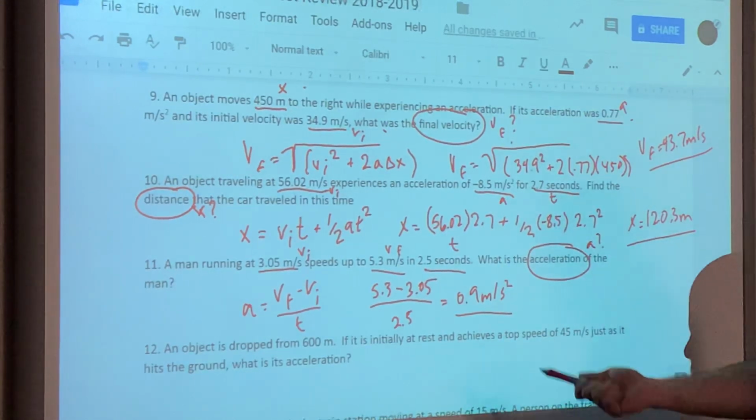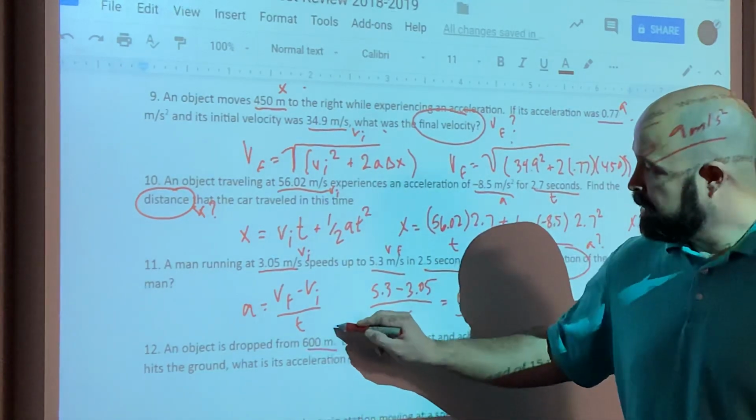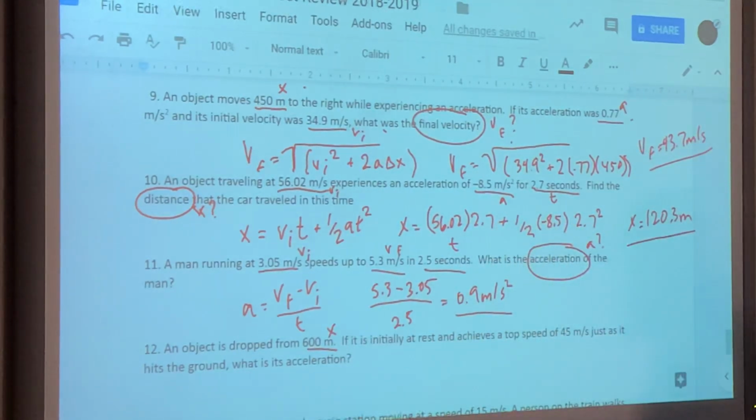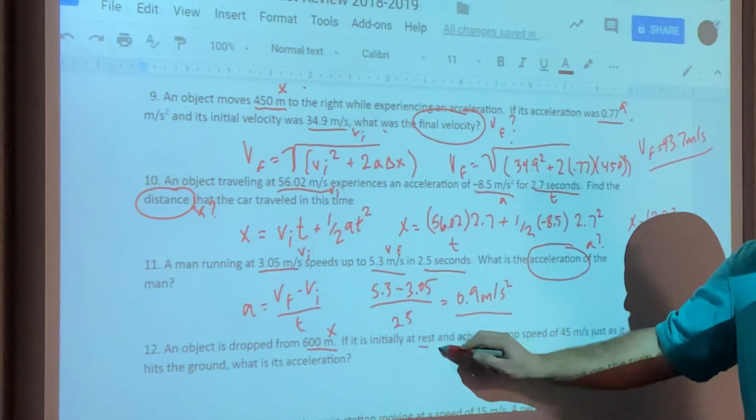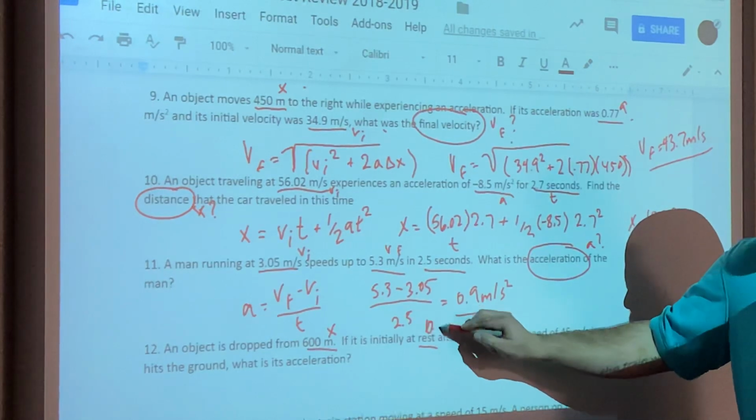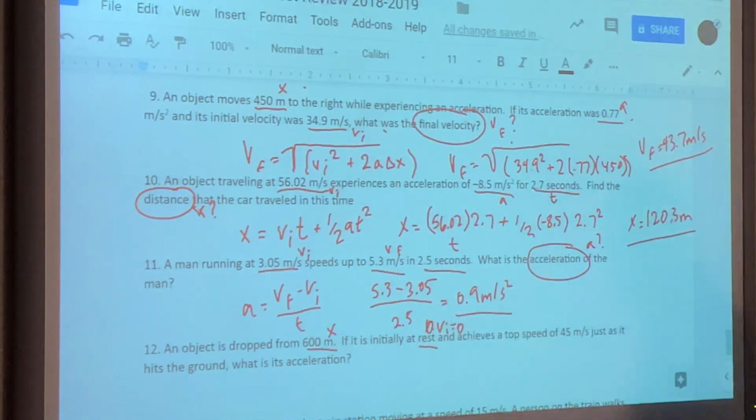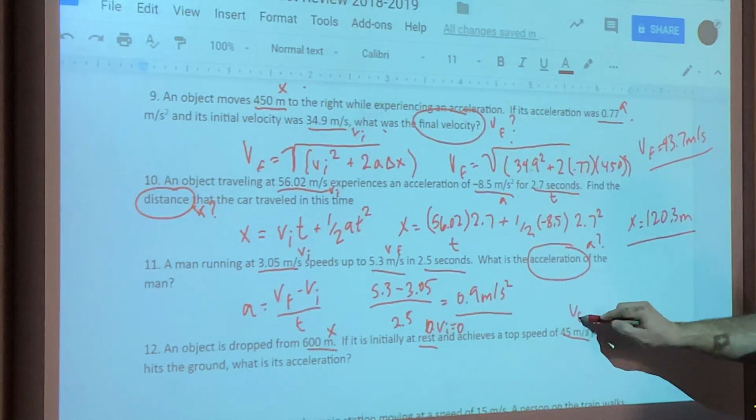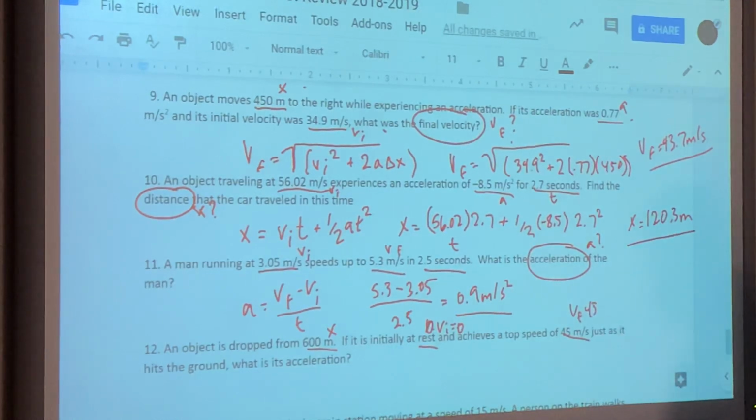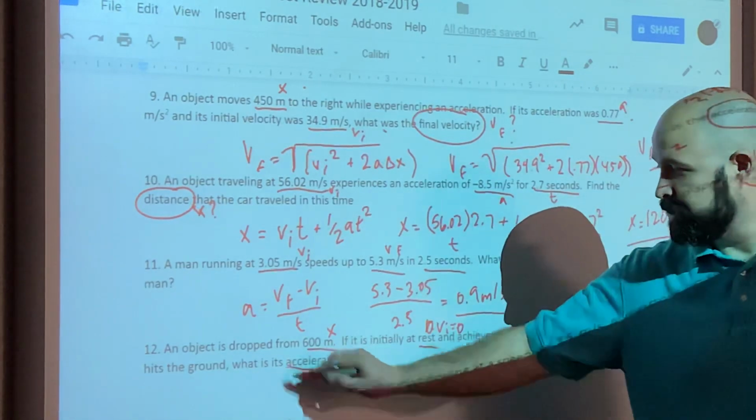Number 12 says that an object's dropped from 600 meters. So that's our position change, x. They say that it starts at rest. That's your initial velocity of 0. The final speed is 45. And we want to know, just as it hits the ground, what is its acceleration?